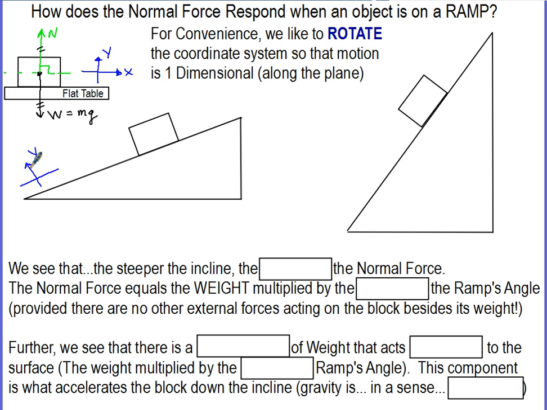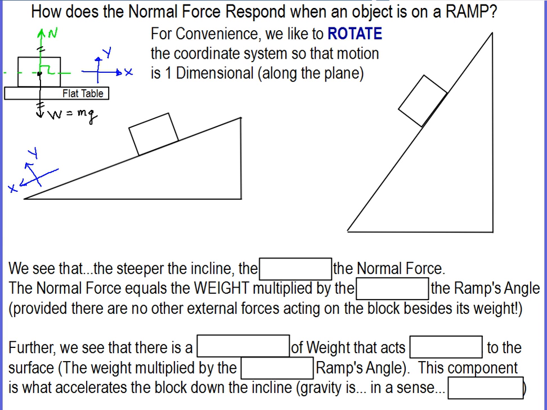So y is usually perpendicular and pointed up from the incline. X, sometimes we call the x direction positive down. Sometimes we call the x direction positive in the opposite direction. It really depends on which way it's moving. Oftentimes we choose the positive direction to be the way that we're moving. But regardless, it is going to be parallel to the plane surface.